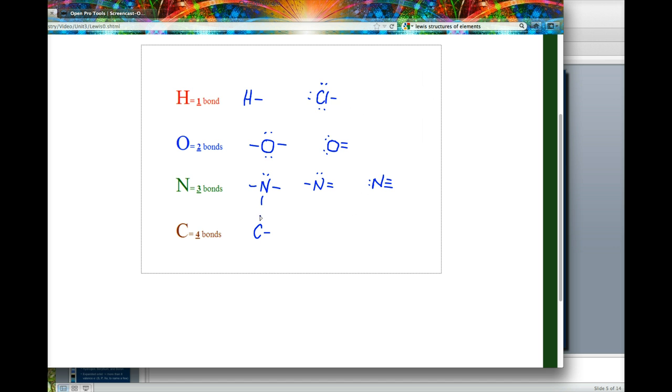Carbon can form 4 bonds. It could be 4 single bonds. That gives it an octet, no need for unshared electron pairs. Carbon could form a double bond and 2 single bonds for its 4 bonds.